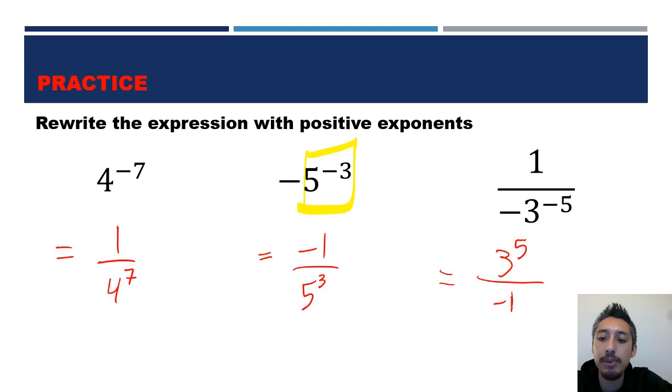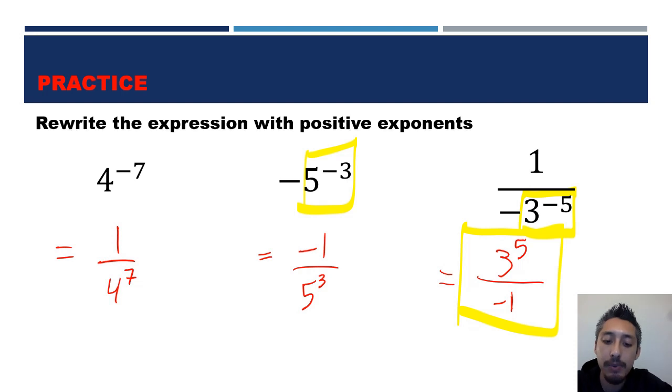And for the last example, similar situation, because the exponent, that negative 5, is attached to the 3 and not the negative, because there's no parentheses, that part in yellow, that 3 to the power of negative 5, that's what's going to move up to the other side of the fraction, the numerator. That's how we get that fraction, that's how we get the exponent to become positive. For the last example, yes, the answer is 3 to the power of 5 over negative 1, but that could actually be simplified. Our answer is going to be a negative 3 to the power of 5.